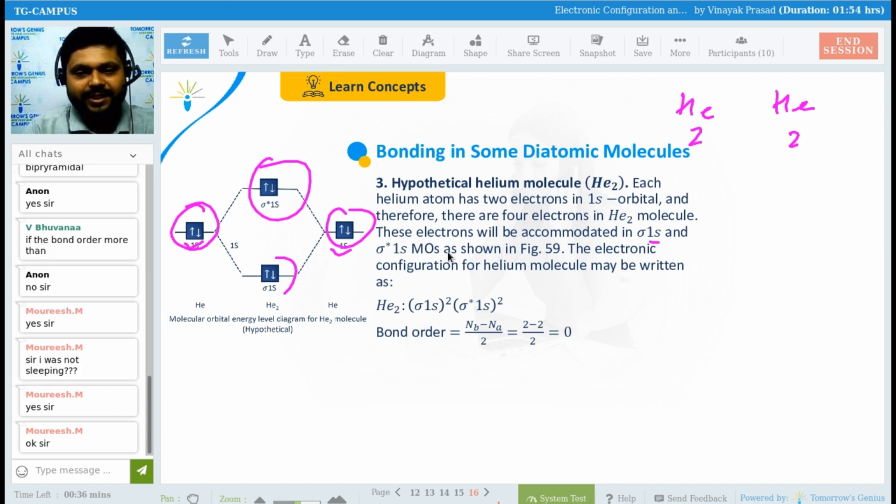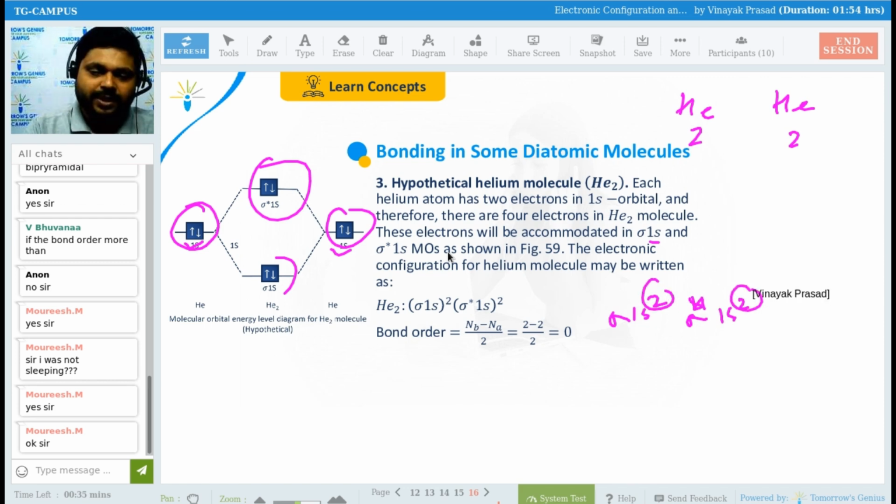So now guys, see here. Each helium atom has 2 electrons in the 1s orbital, and therefore there are 4 electrons in the He2 molecule. These electrons will be accommodated in sigma 1s and sigma star 1s. The electronic configuration will be what? Sigma 1s2 and sigma star 1s2. So you can see 2 electrons, 2 electrons. One will be in bonding, another will be in anti-bonding. So the total number of electrons in bonding and anti-bonding will be what?